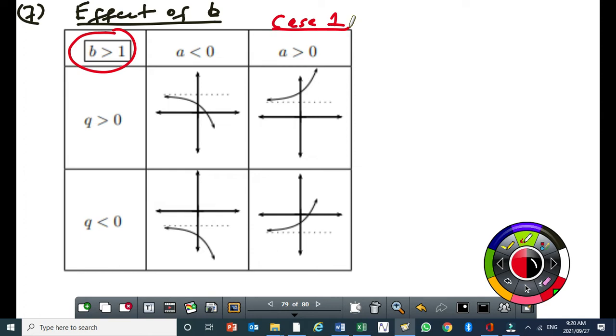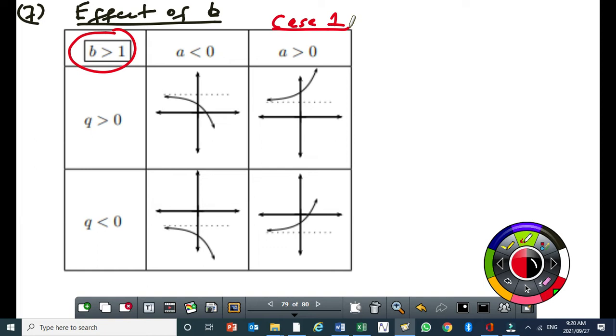Let's start with A. If A is negative and Q is positive, the graph will look like this. Remember what I said earlier, that A determines the curvature of the graph, or you can say the steepness if you want. So if A is negative, the graph will curve downwards. If it's curving downwards, and if the asymptote or the value of the asymptote is positive, then it means that curve will be drawn below the asymptote.